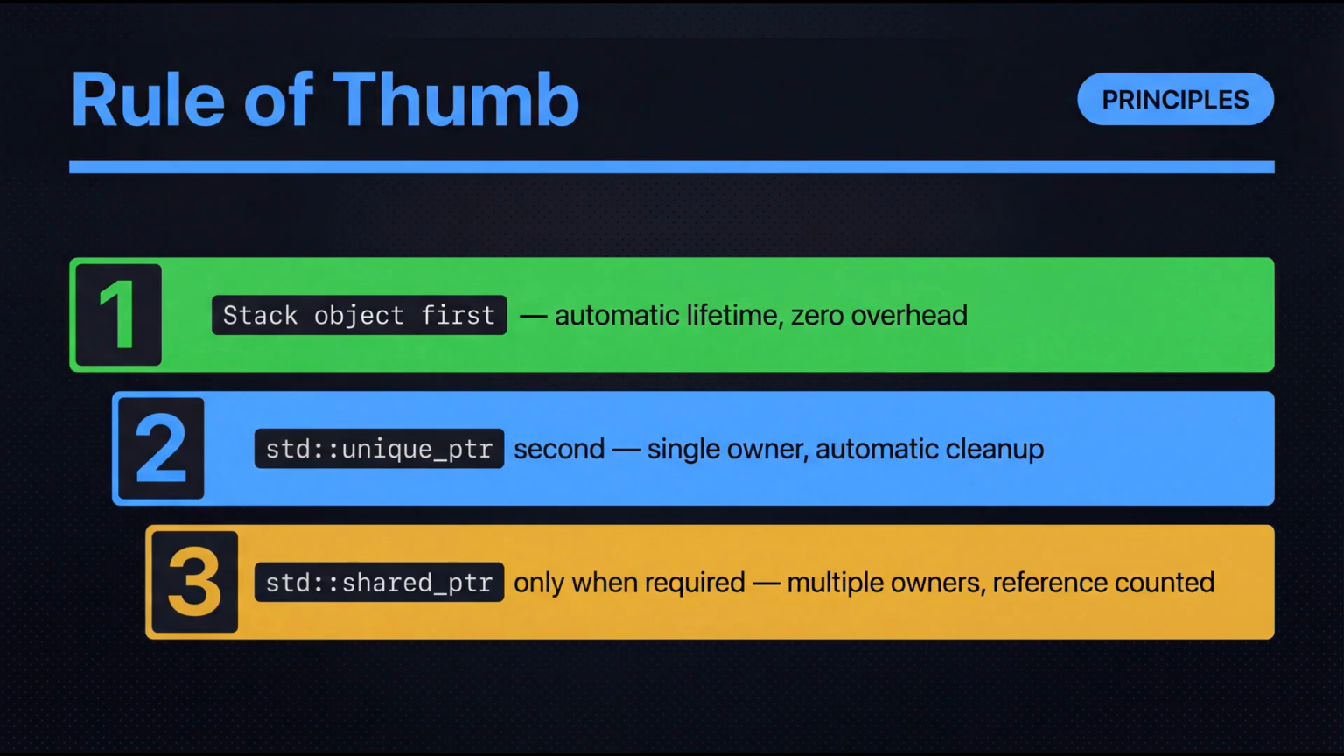Second, unique pointer. For objects that need dynamic lifetime with exactly one owner. The owner destroys the object when it's done. Cheap, clear, and safe. Third, shared pointer. For objects with multiple independent owners. Reference counted, thread safe, but heavier and harder to reason about. Start at the top. Move down only when the simpler option genuinely doesn't work. Most programs need very few shared pointers.